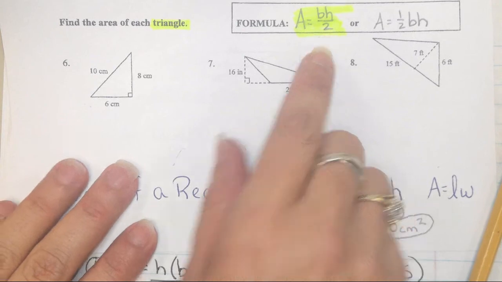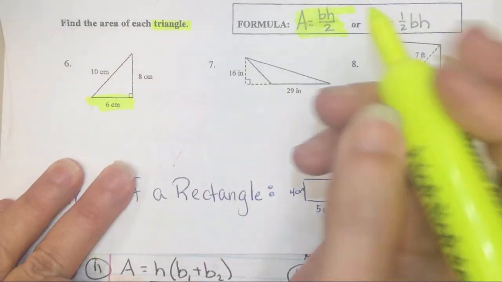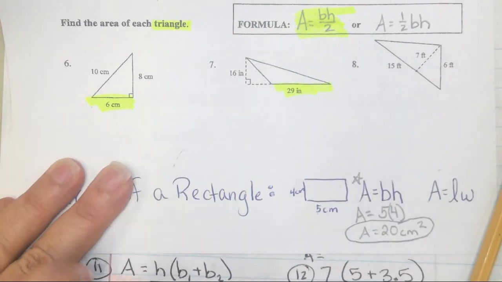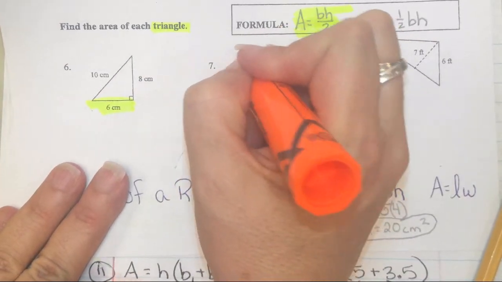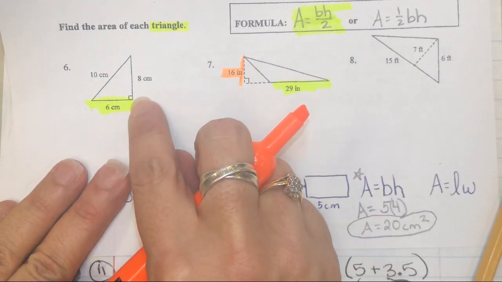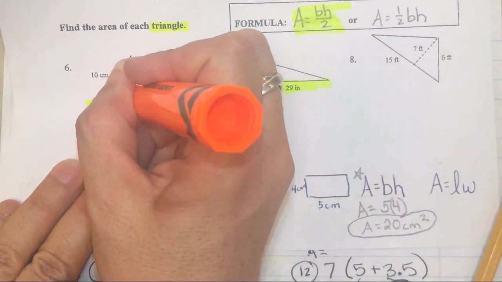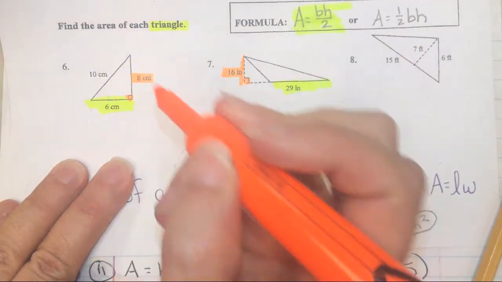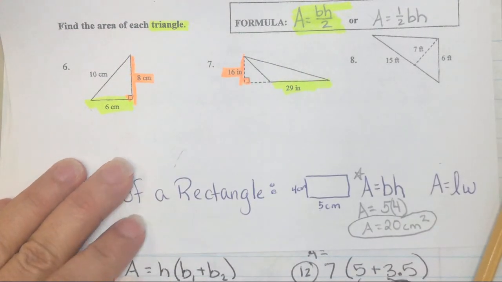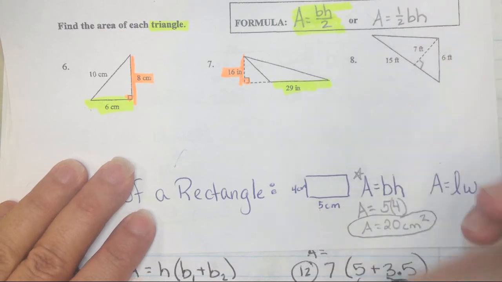Okay, so base and height. Real quick, we got a base of 6. Here, a base of 29. Height is 16 on this one. Now listen, height on this one is 8. It has to do with this right angle. Look at it. There's that magic right angle. So that's why that is the height. Okay? On this one, this is the height.